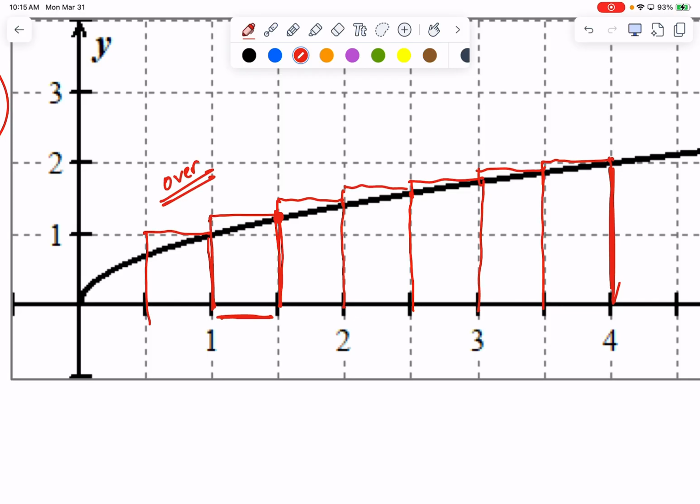You don't need that one. Oh, I don't need that one because we're starting at 1. I did draw it. Never mind. Because it's from 1 to 4.